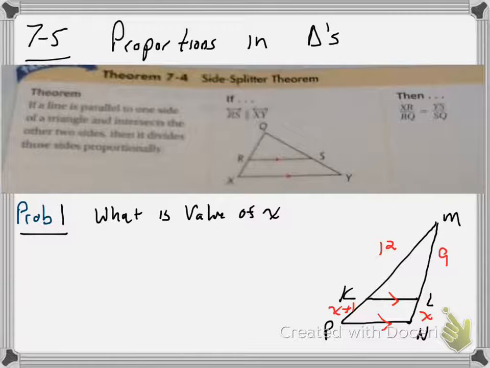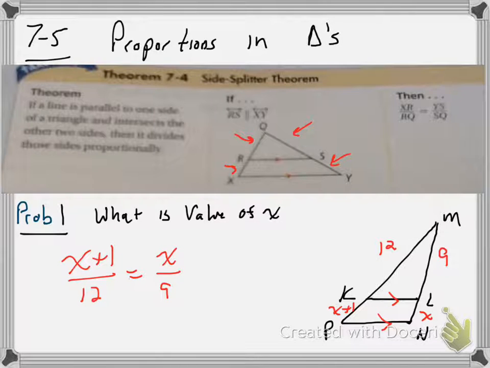Okay? So XR, which is right here, over RQ, which is the top part, is equal to YS over SQ. Okay, so if we look at problem 1 here, what is the value of X? Using that theorem here, we're going to go ahead and say that because KL is parallel to PN, I can say that X plus 1 over 12 is equal to X over 9.